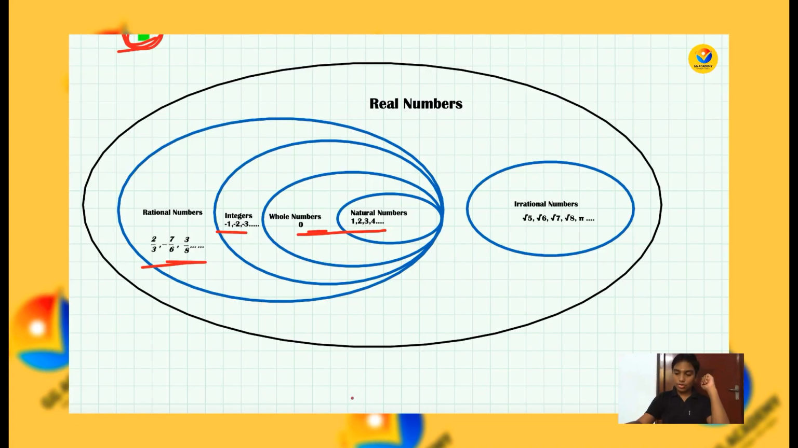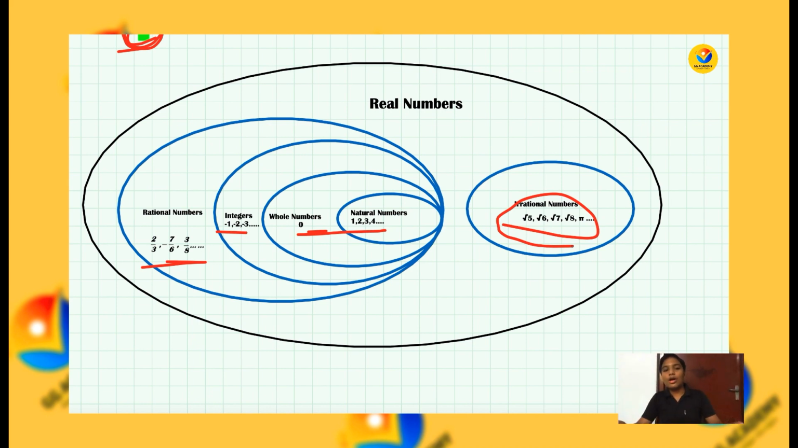Next we are going to the next one, that is irrational numbers. What are irrational numbers? They are the opposite of rational numbers. That is, if the numbers cannot be represented in the form of p by q, they are called irrational numbers. For example, root 2, root 5, root 6, root 7, root 8 and so on. And pi is also an irrational number.